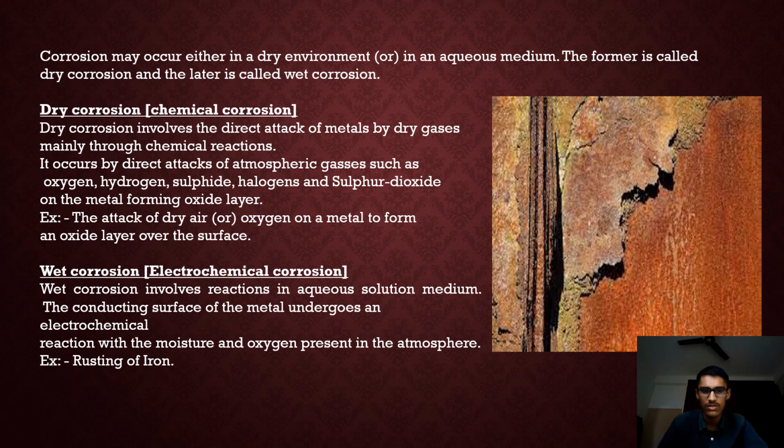Now we will see wet corrosion. Wet corrosion is also called as electrochemical corrosion. Wet corrosion involves reactions in aqueous solution medium. Conducting surface of the metal undergoes an electrochemical reaction with the moisture and oxygen present in the atmosphere. For example, rusting of iron.